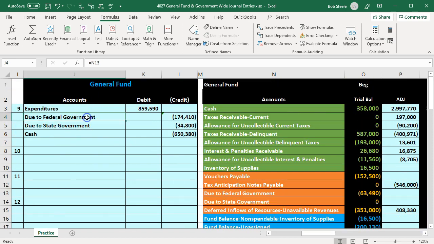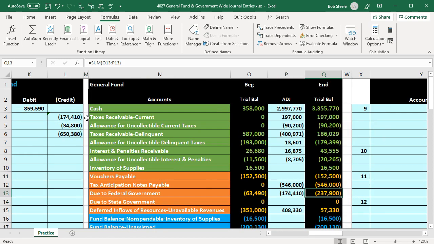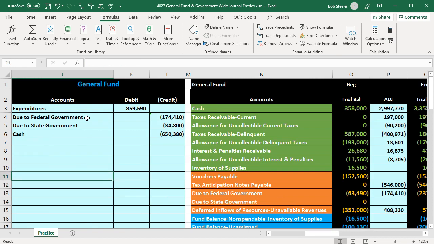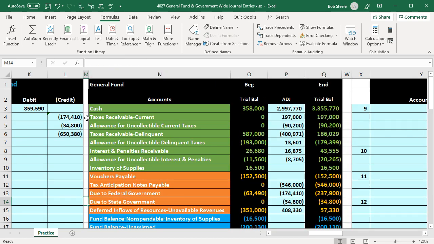Next, we have the due to the federal government. So we're going to go to the due to the federal government. That's going to be in P13 equals and scroll up to that 174,410. So there we have that item. Then we have due to the state government. So due to the state government, it's going to be right underneath in P14 equals, scrolling back over to due to state government. And so there we have that item.